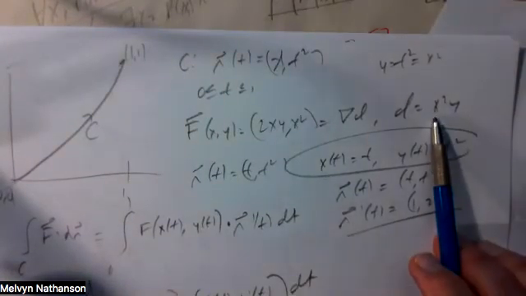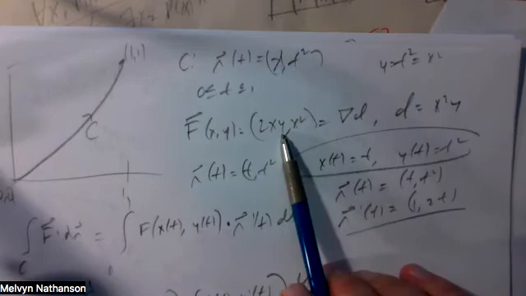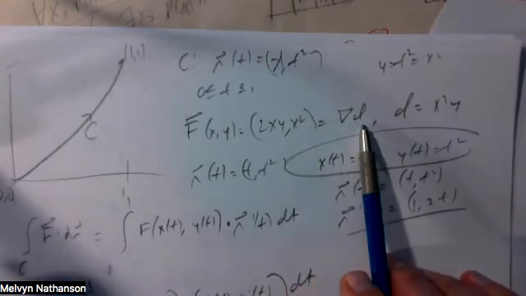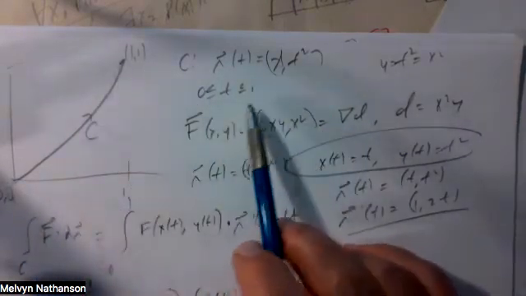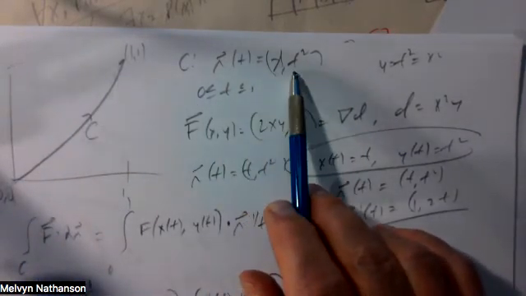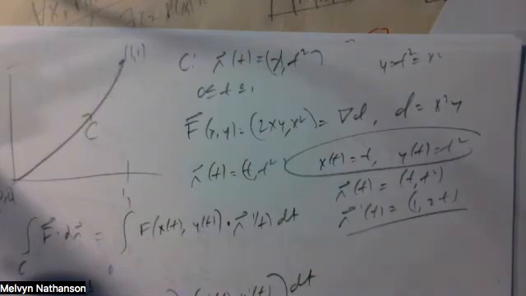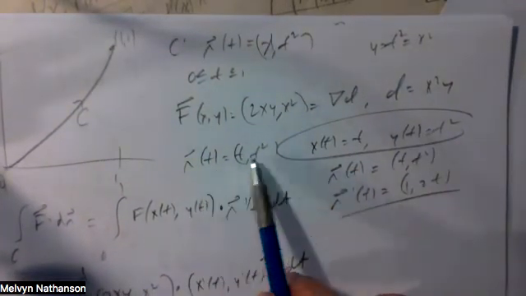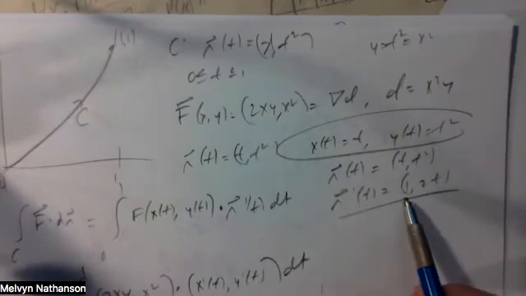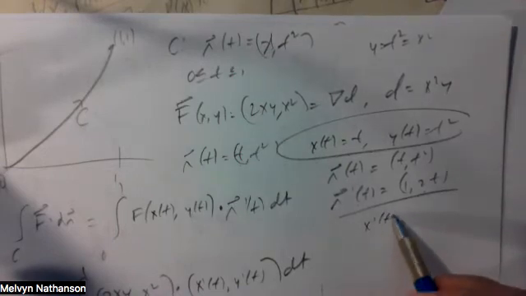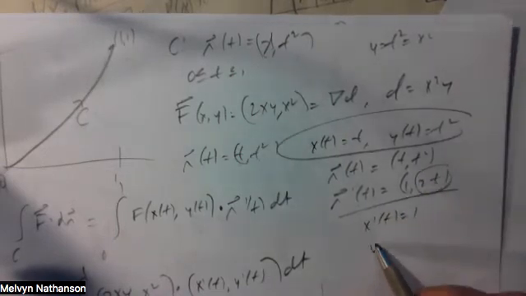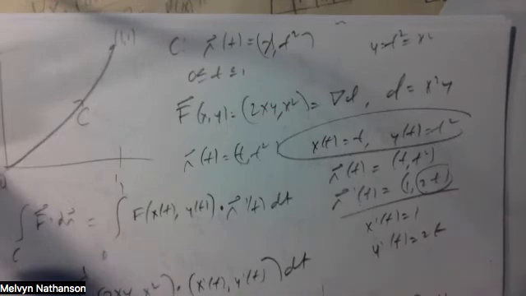So I have x squared y, 2xy, and x squared. So this is the gradient of the function phi. I have the curve from 0 to 1 parameterized by t comma t squared as t goes from 0 to 1. So this is r of, all right, here's a mistake. R of t is t comma t squared. R prime of t is 1 comma 2t. So x prime of t is 1, y prime of t is 2t.